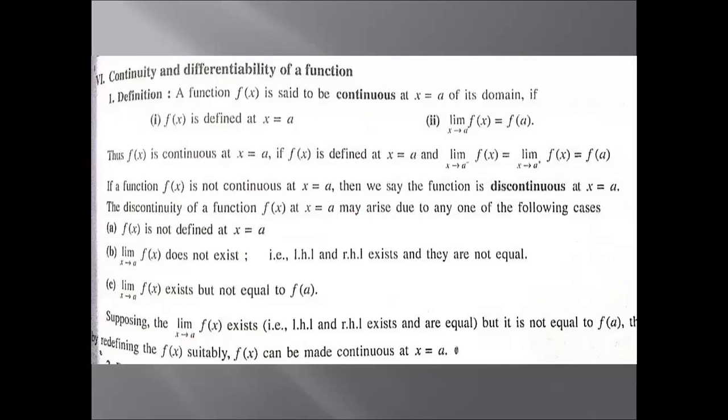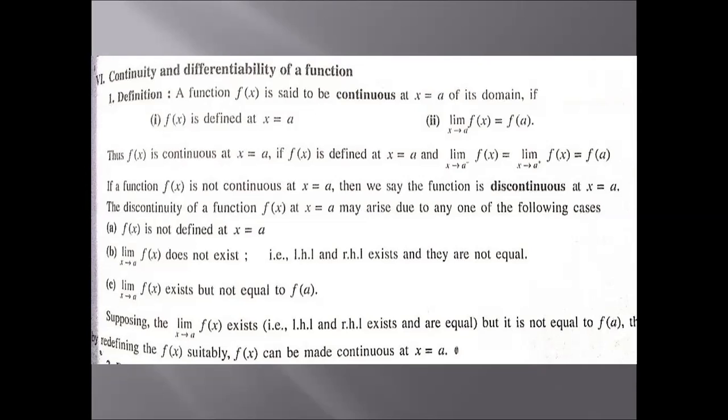Continuity and differentiability of a function. Definition. A function f(x) is said to be continuous at x = a of its domain if, number 1, f(x) is defined at x = a, and the limit as x tends to a of f(x) equals f(a). Or f(x) is continuous at x = a if f(x) is defined at x = a and the left hand limit equals the right hand limit equals the value of the function at x = a. This is the one type.